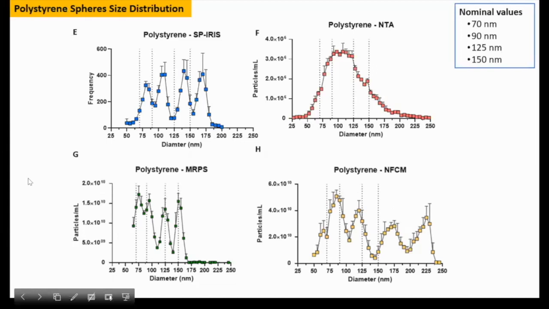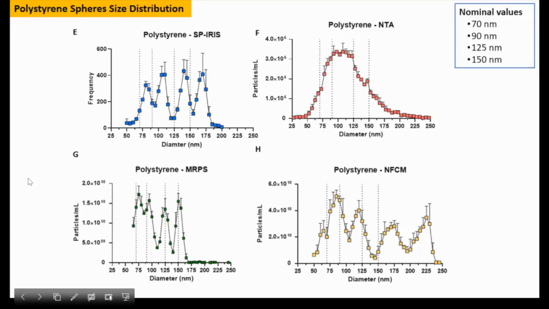Now, SP-Iris again identified 4 distinct populations with diameter modes around 80, 110, 140, and 170 nanometers. This size overestimation is likely attributed to the higher refractive index of polystyrene in comparison to silica, although the 4 peaks were resolved. Again, NTA detected a broad population with a diameter mode of around 105 nanometers.